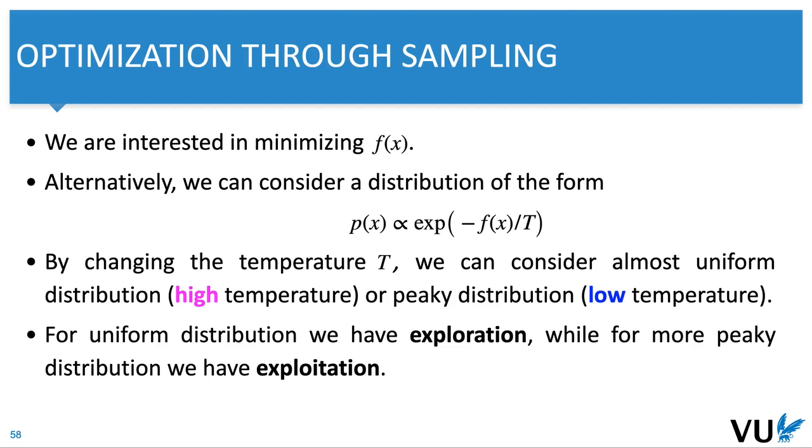And so then for almost uniform distribution, so very, very high temperature, we have very good exploration because points can wander around. But for very peaky distribution, we have exploitation because then we are going around the peak.